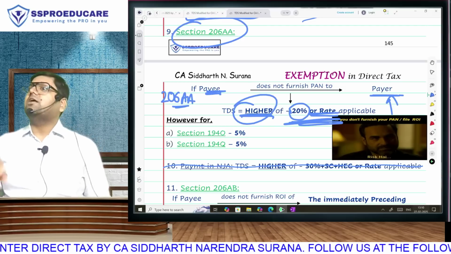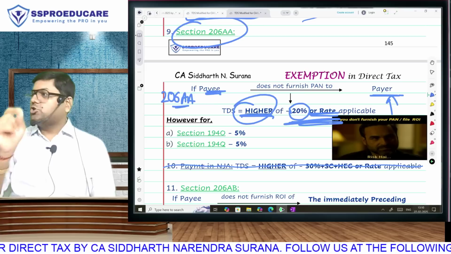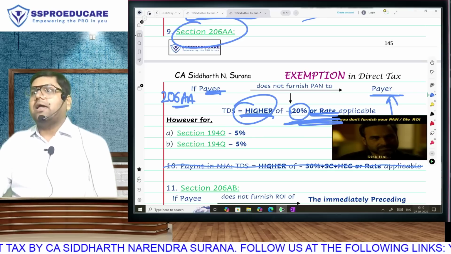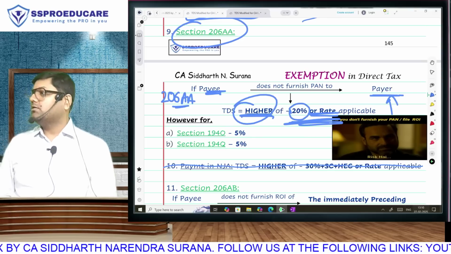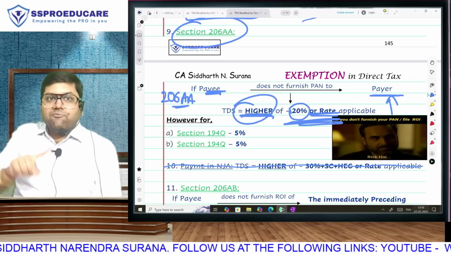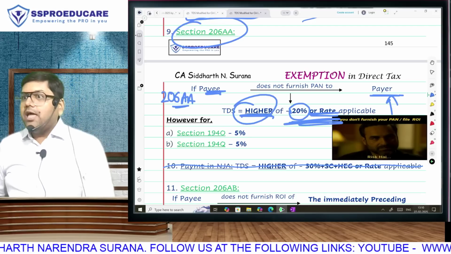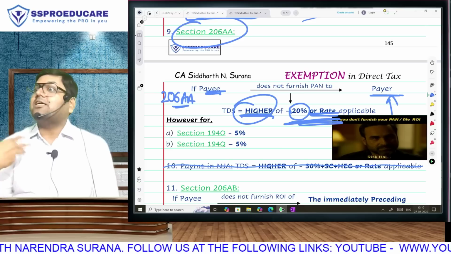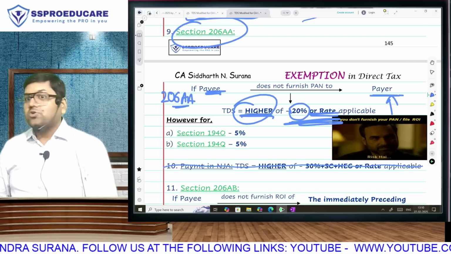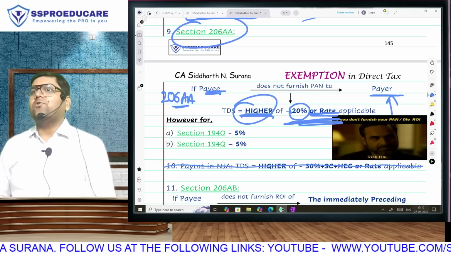20%. And I won't get credit also. Use your brain and tell me the reason why I will not get credit. Higher TDS, that also no credit. Why? Because if I have not furnished PAN, the payer won't be able to give my data. And if the payer does not give my data, the income tax department does not know whose money it is. I will never get credit. So higher TDS and no credit also.